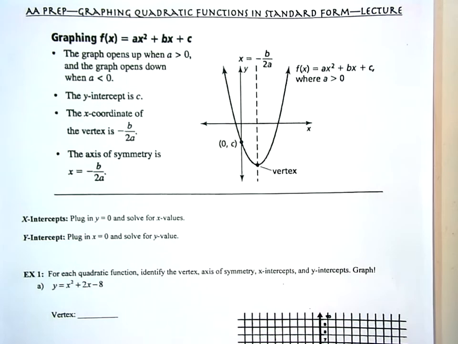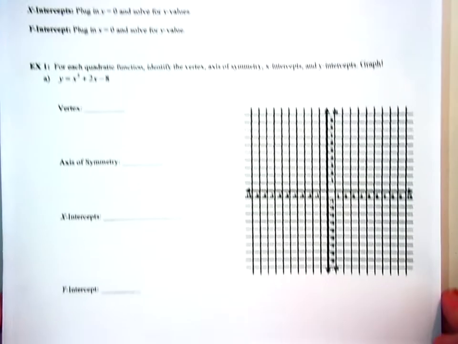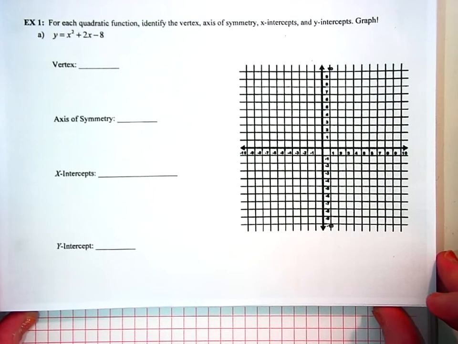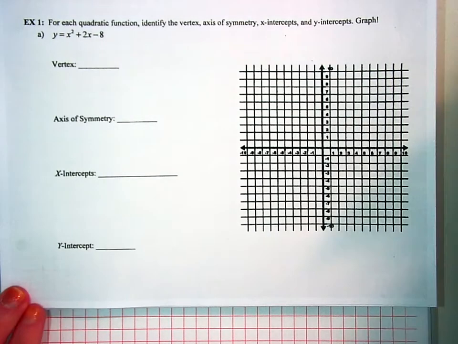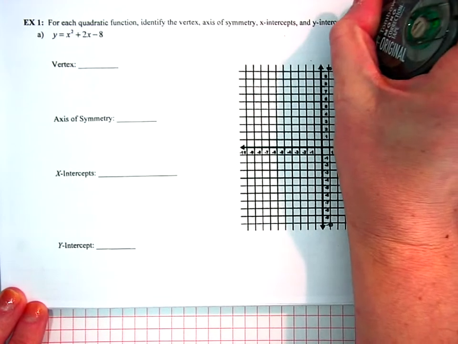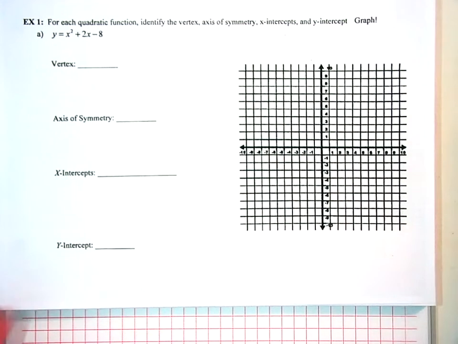All right, our first example. Let me slide this up. For each quadratic function, identify the vertex, the axis of symmetry, the x-intercepts, the y-intercept, and graph. So it should be singular. It should be just one y-intercept. Let me correct that right there. Okay, so here we go.